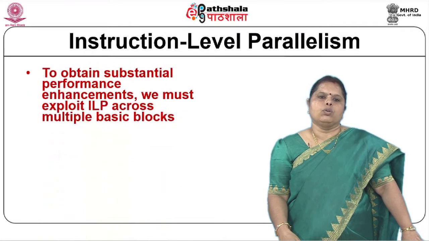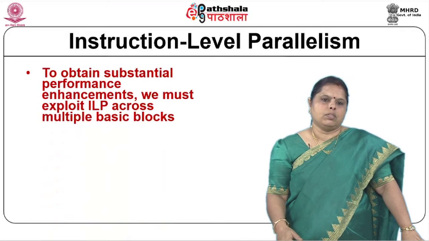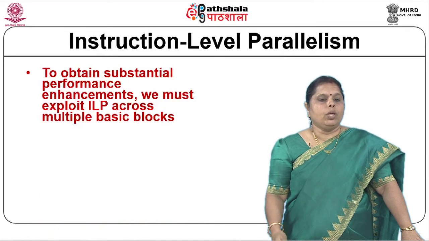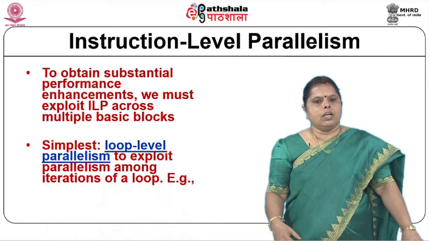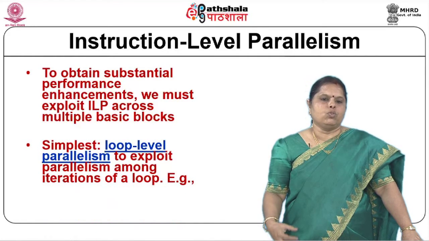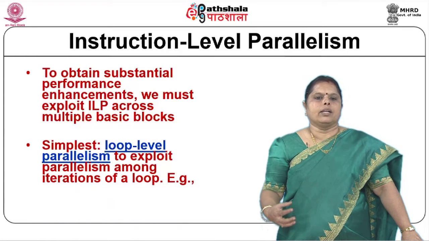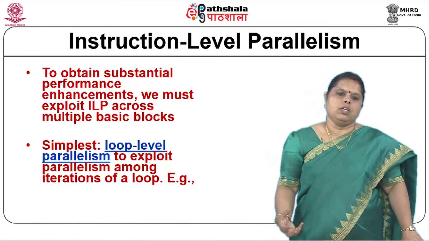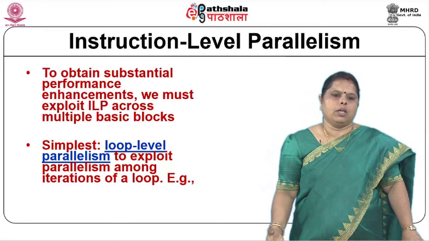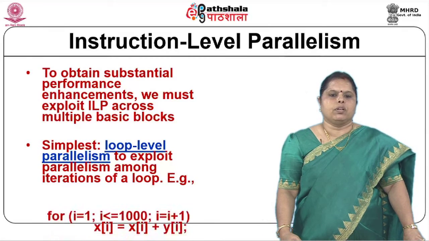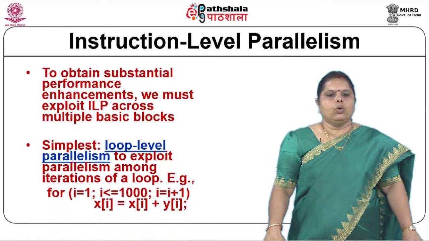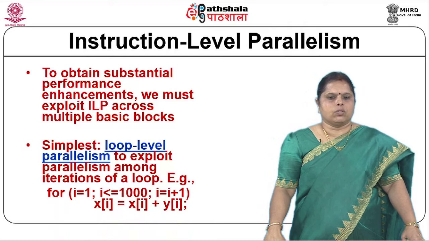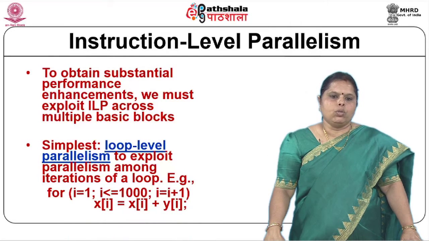To obtain substantial performance enhancement, we will have to exploit ILP across multiple basic blocks, and a very important component which gives you scope for parallelism is iterative loops. The simplest of these is loop level parallelism, which can be exploited among iterations of a loop. For example, if you have a loop for I equal to 1 to 100, where you just calculate x of I equal to x of I plus y of I, then each iteration here is going to be independent.